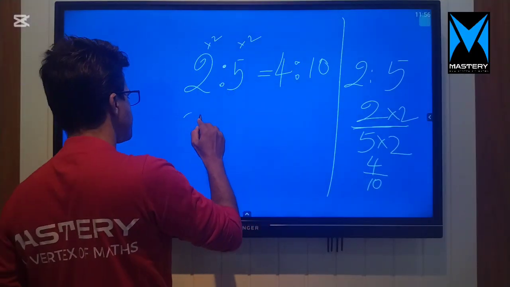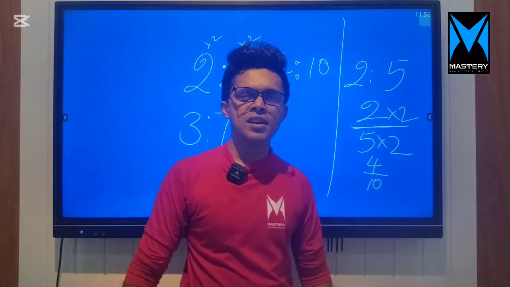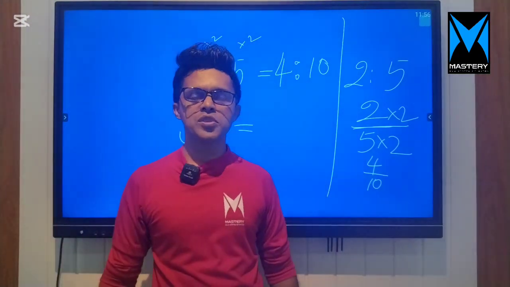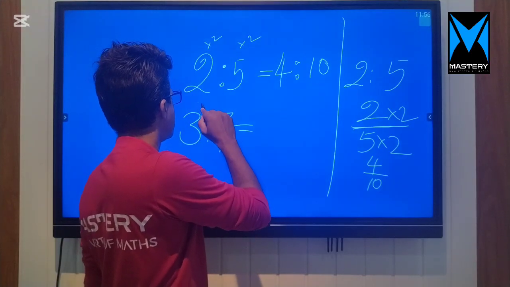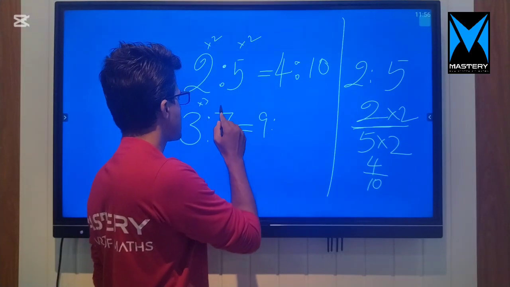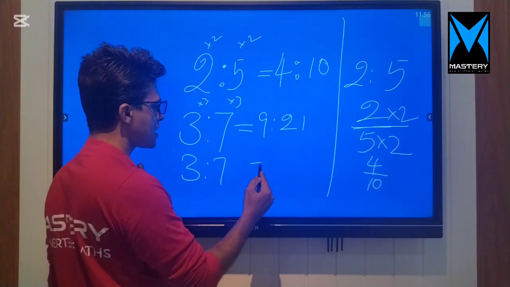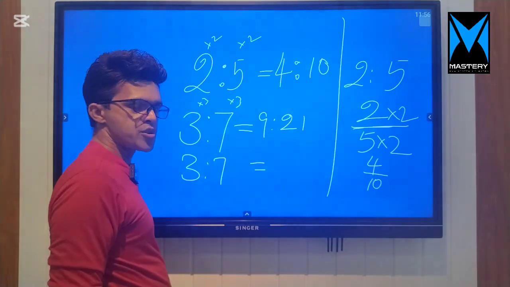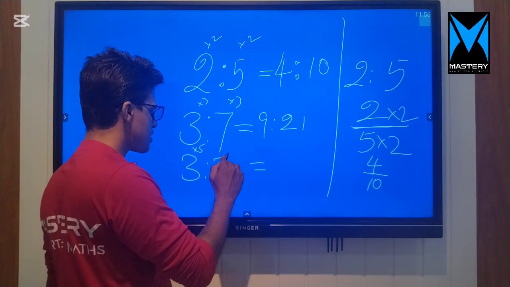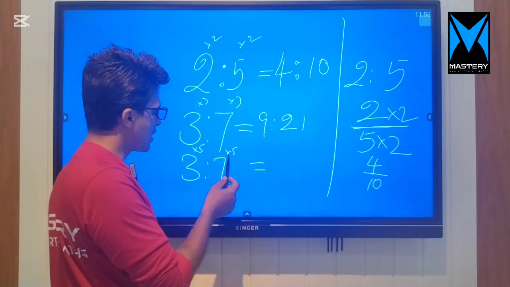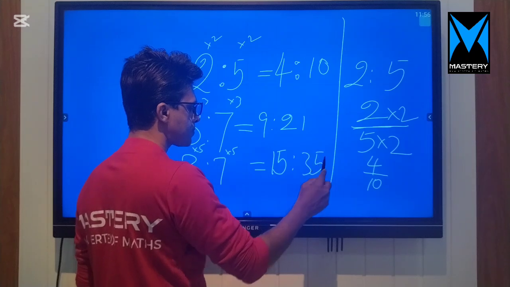How about this one? 3 to 7. Let's write an equivalent ratio to 3 to 7. Let's take 3. 3 times 3 is 9, and this side also multiplied by 3: 7 times 3 is 21. So here I've taken 3. You could take 5 as well. This side by 5, this side by 5. 3 times 5 is 15, 7 times 5 is 35.